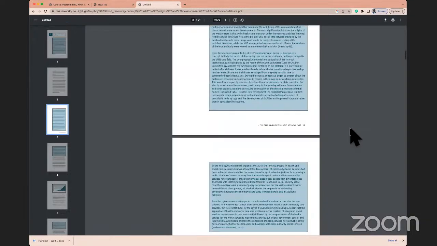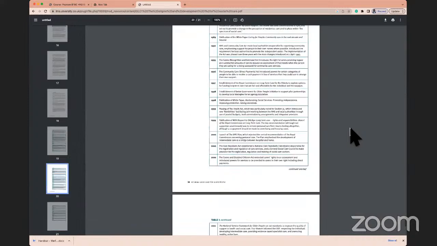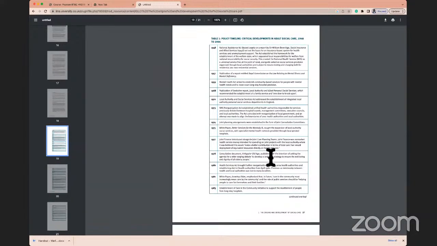This is a good handout, which is about a half an hour read. And what I've done is, when I mention the timeline which is required, I've actually taken the timelines from the last few pages of this handout.